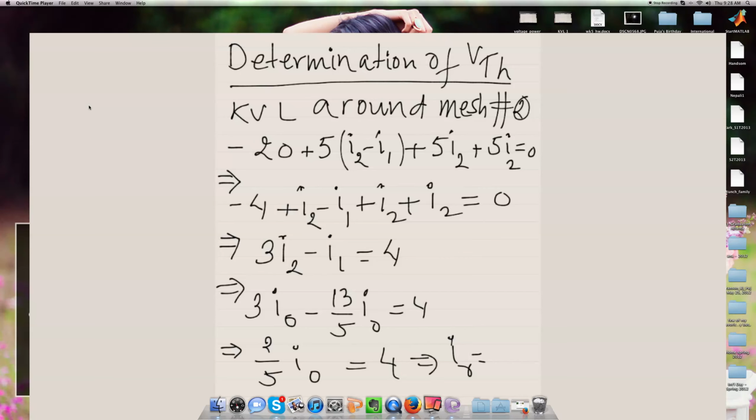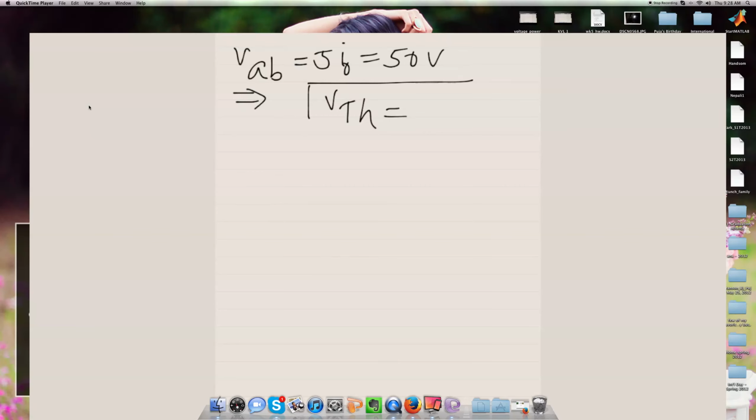Wait a minute. This is a little messy here. So I naught is what now? 10 amp. Knowing I naught, we know VAB or Thevenin voltage as 5 times I naught, so 5 times 10 will be 50 volt. So VAB is 5 I naught, which is 50 volt, meaning we have now the Thevenin voltage VTH as 50 volt. So that part is done.